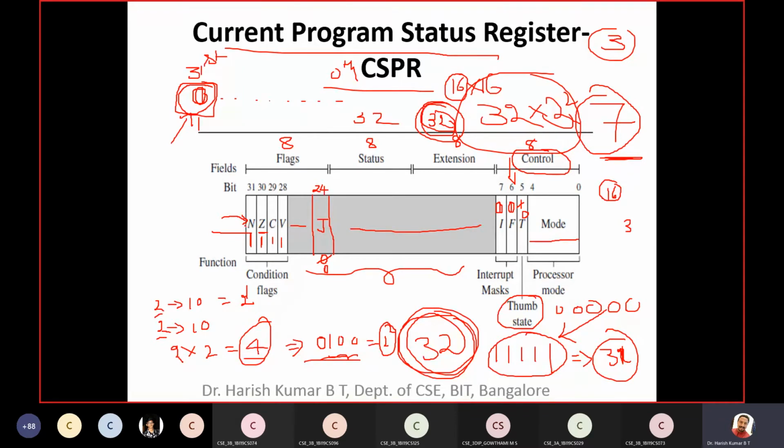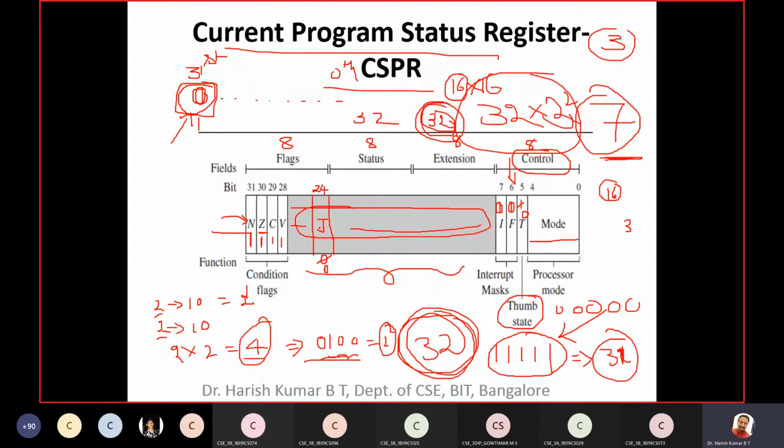Okay, so this is the negative flag, zero flag, carry flag, overflow flag, J state flag, IRQ interrupt disable flag, FIQ fast interrupt disable flag, thumb state flag, and this is the mode. So I guess you people understood. Our focus will be on these things, and we don't even use this J state. So NZCV and then IFT and then mode, and the rest is not required for us. And this J I showed you for your curiosity. That's all. Is that clear?